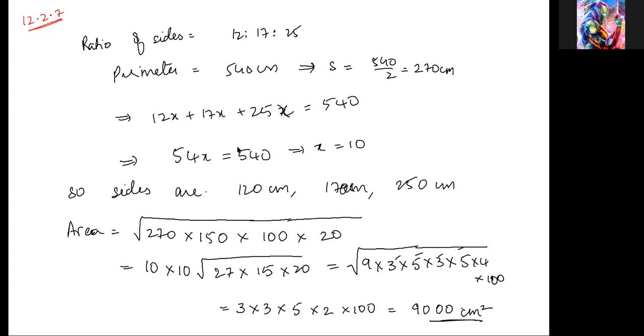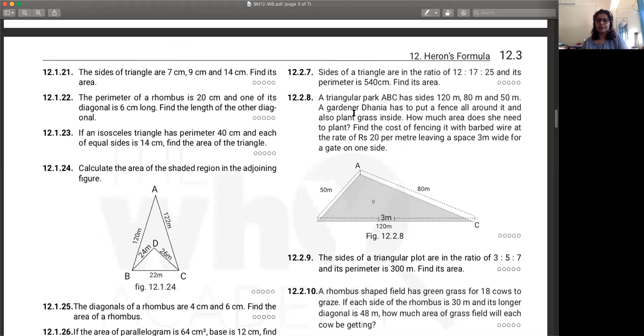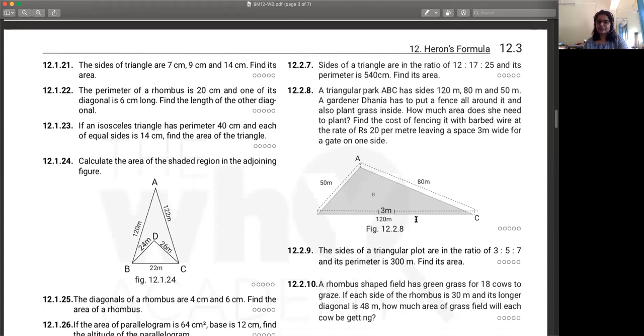Going on to the next problem. 7th ho gaya. Now 8th is going to be the same. 9th is similar, like a 3:2 ratio is given. You need to find the area.